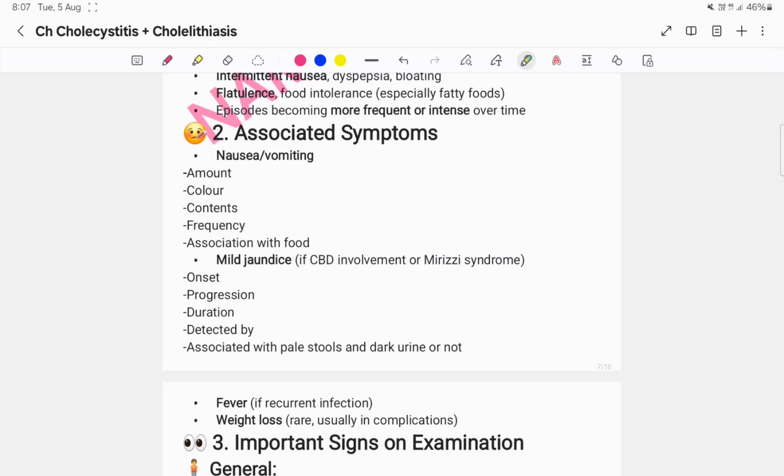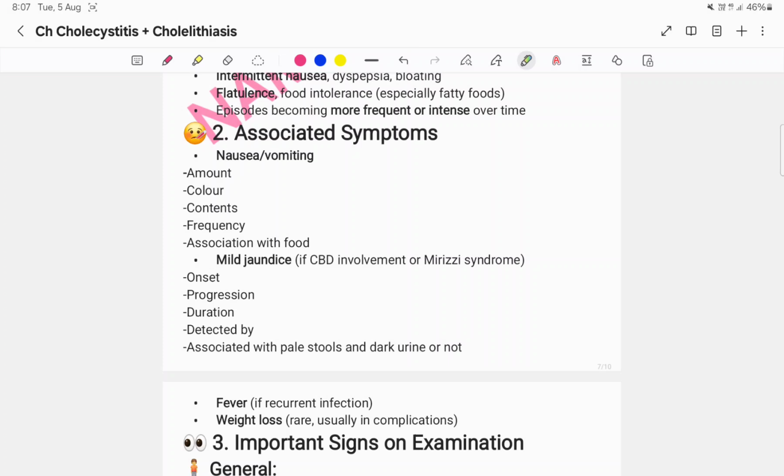What is the amount of vomiting? It may be a small amount or it may be a large amount. What is the color? Color indicates the contents. If the patient says that the vomitus is red in color, it means blood is present in it. If it is yellowish in color, then it is recent food. If it is just water-like, then some secretions may have come out.